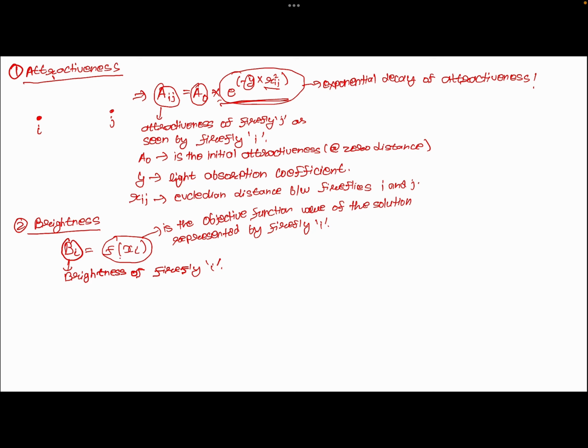And this inside term, that is xi, represents the position of firefly I in the search space. For a minimization problem, brighter fireflies have lower objective function values, while for a maximization problem, brighter fireflies have higher objective function values. So you should keep in mind this thing.